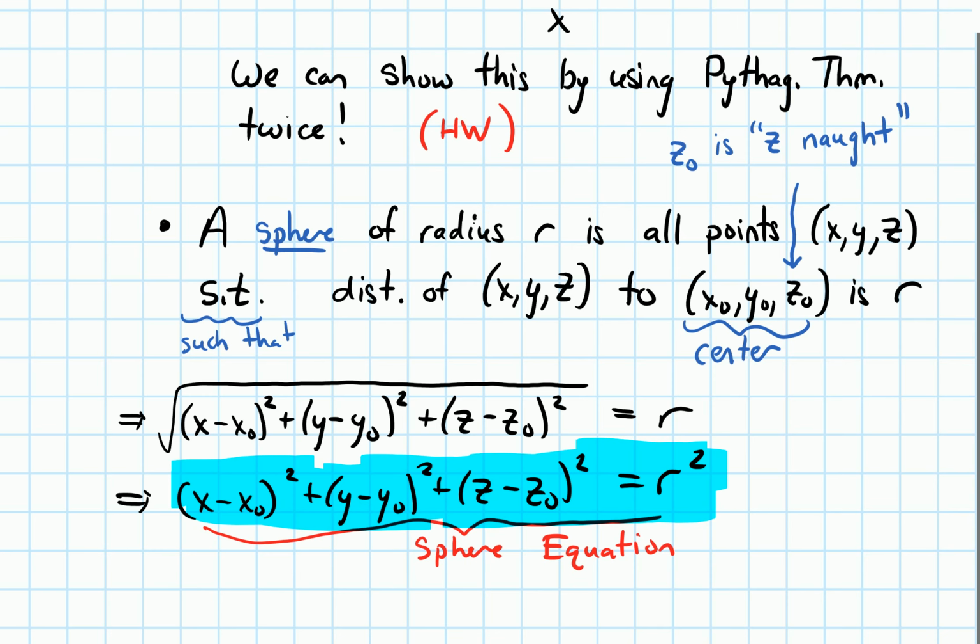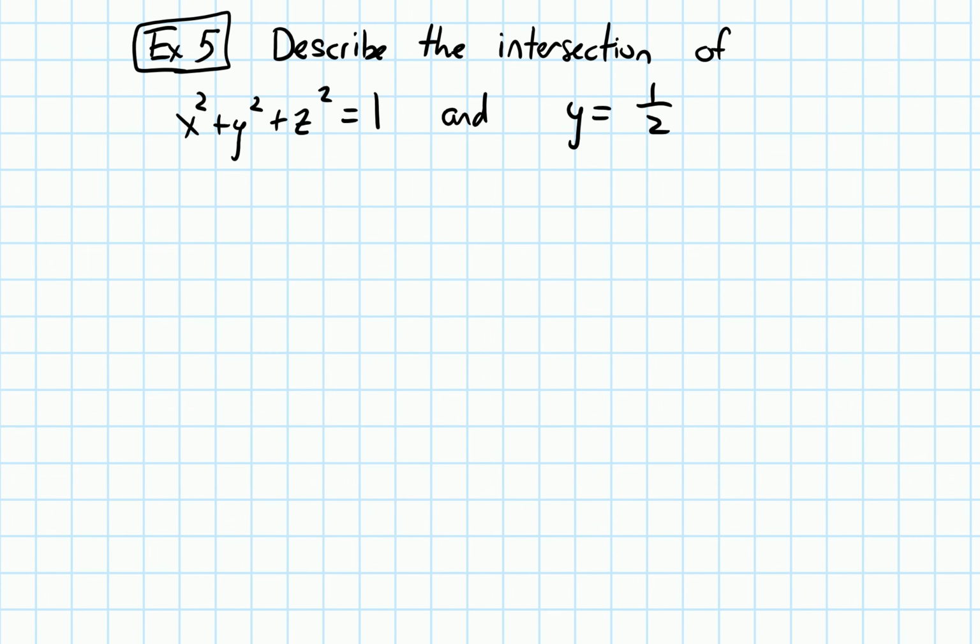All right, so I've gone ahead and highlighted it. Let's do an example now. So this is example 5, continuing the numbering from the examples in the previous videos from this section. So let's describe the intersection of, so the first graph has equation x squared plus y squared plus z squared equals 1, and the other graph is y equals 1/2.